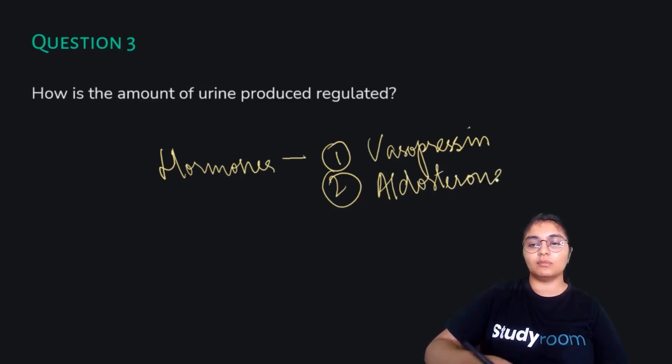These are the 2 hormones, and the amount of urine produced also depends on the amount of water required by the body. So how much water you drink is also a factor in regulating the amount of urine produced in the body.